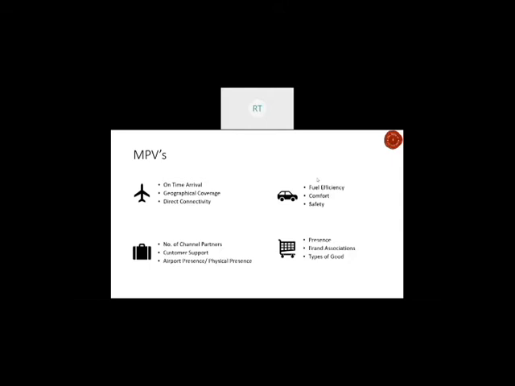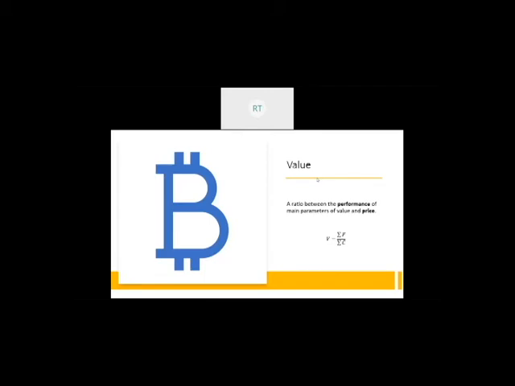Now, from MPVs, we move to what is called value. Value in TRIZ terminology is the ratio of function to the cost. And we say that we should perform maximum function at minimal cost. That's how value is perceived.